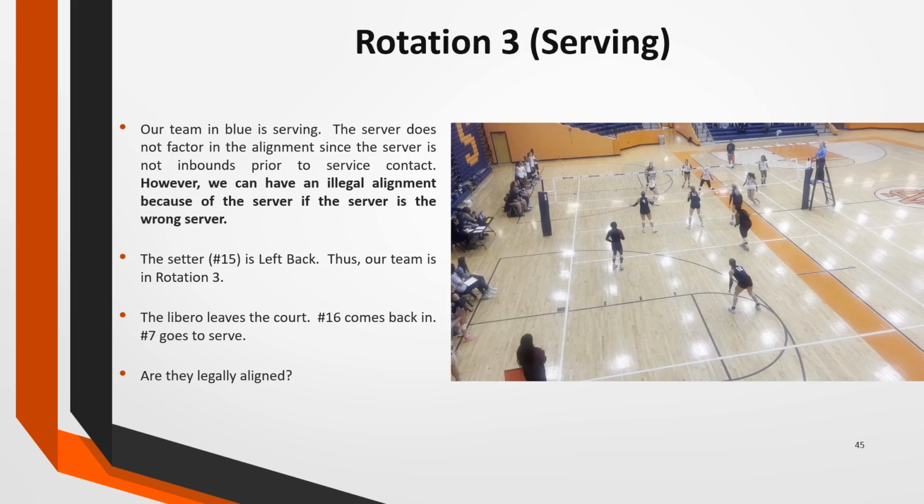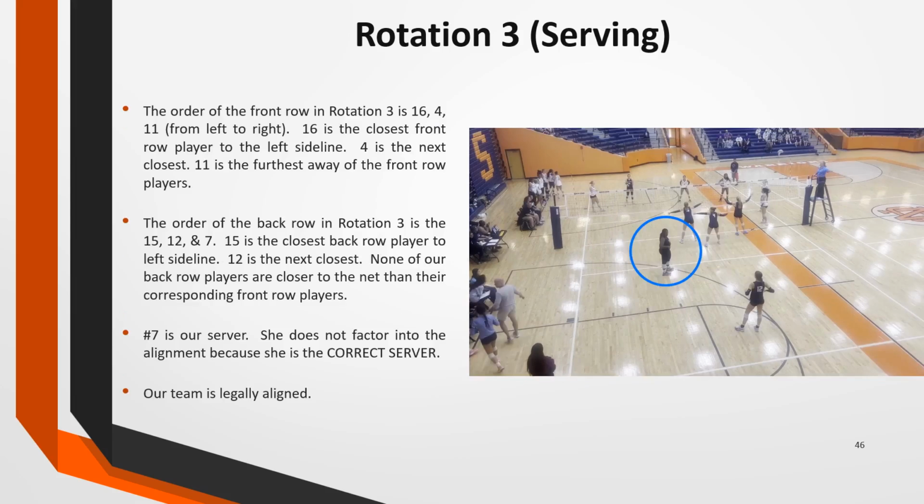Is our team legally aligned? Our front row order in rotation 3 is 16, 4, 11. 16 is the closest front row player to the left sideline. 4 is the next closest. 11 is the furthest away of the front row players. We're good with our front row players with respect to the left sideline. Our back row order in rotation 3 is our setter, number 15, 12, and 7. 7 doesn't factor in here because she's our correct server.